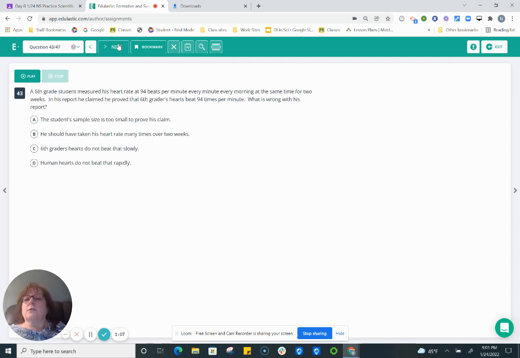A sixth grade student measured his heart rate at 94 beats per minute every morning at the same time for 2 weeks. In his report, he claimed he proved that sixth graders' hearts beat 94 times per minute. What is wrong with the report? The student's sample size is too small to prove his claim. He should have taken his heart rate many times over 2 weeks. Sixth graders' hearts do not beat that slowly. Human hearts do not beat that rapidly.